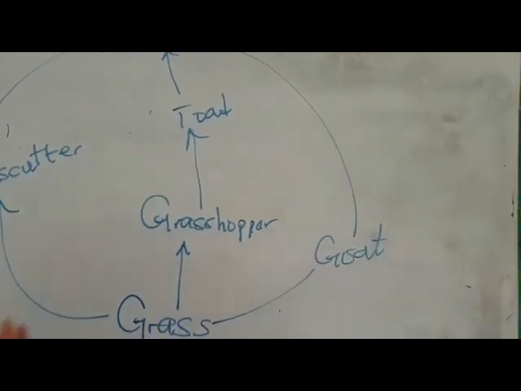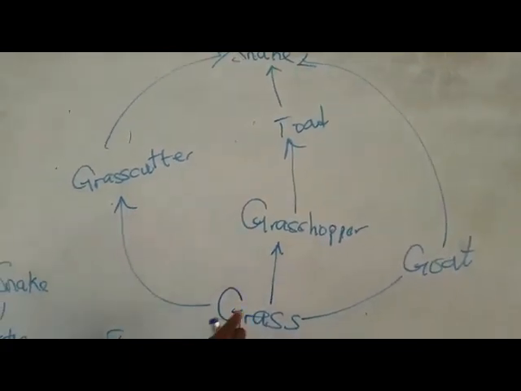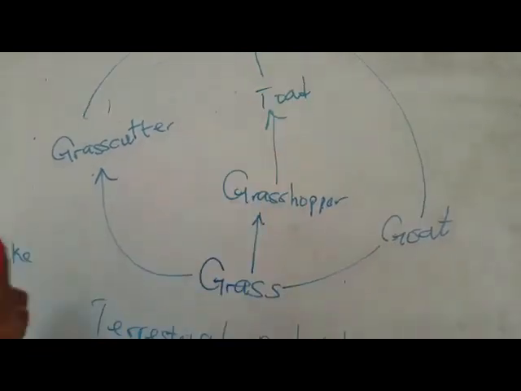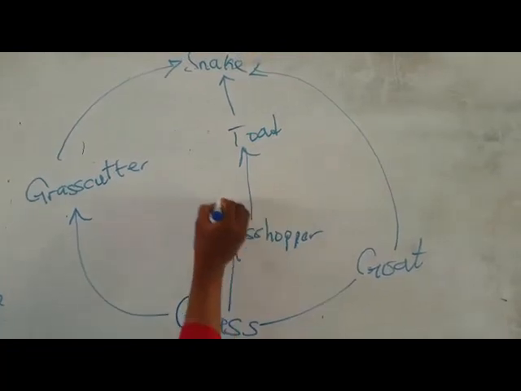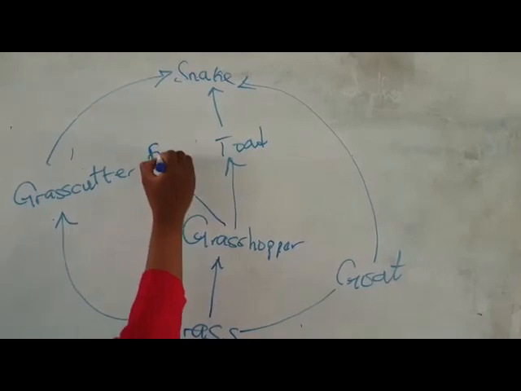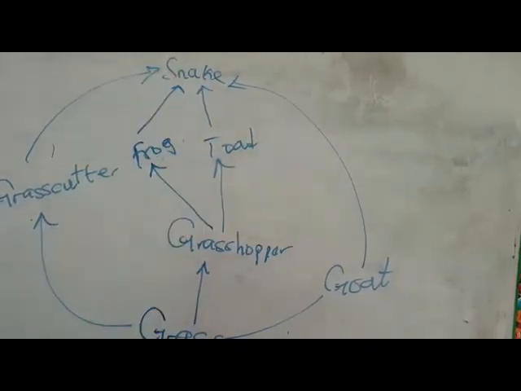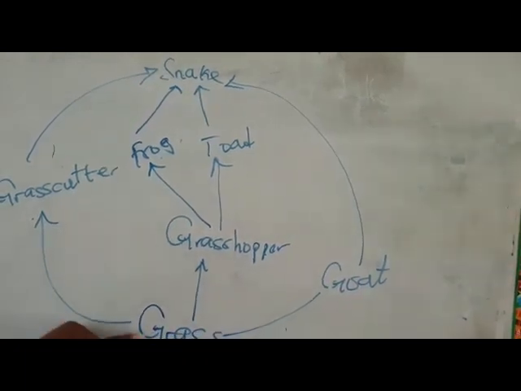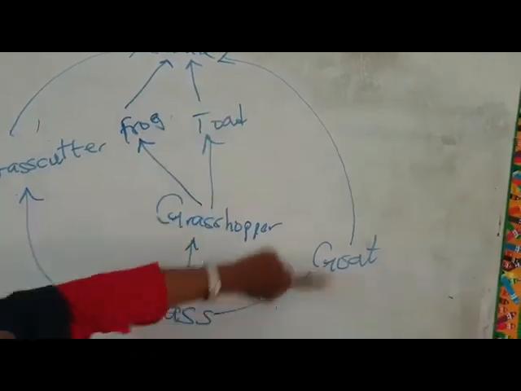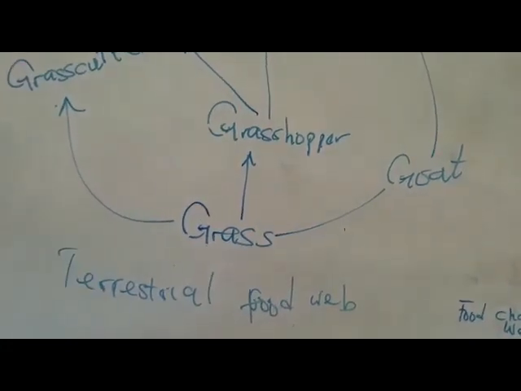So how many food chains do we have here? If you want to count how many food chains we have, we only need to trace the arrow. You have 1, 2, 3. Sometimes you may have a branch here. Let's say here you have frog, and then I have it here. So do not forget when you are counting, you go this way. 1, 2, 3, 4. So there are 4 food chains in this food web.